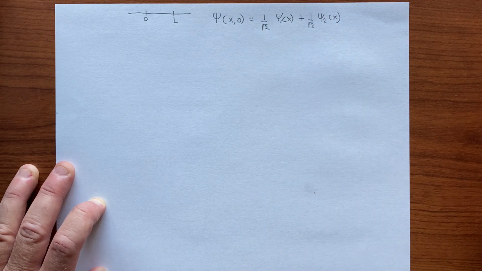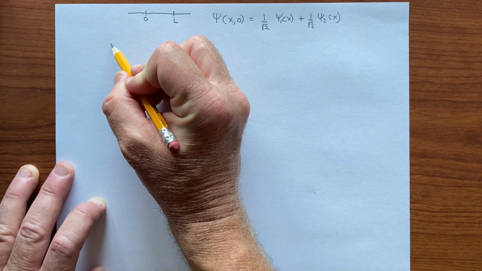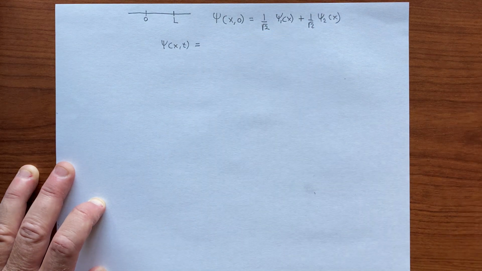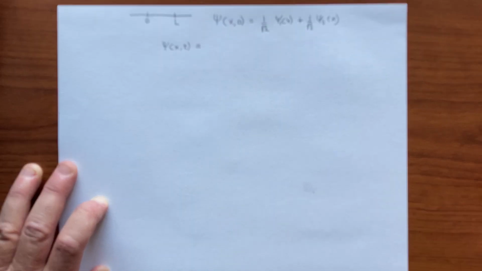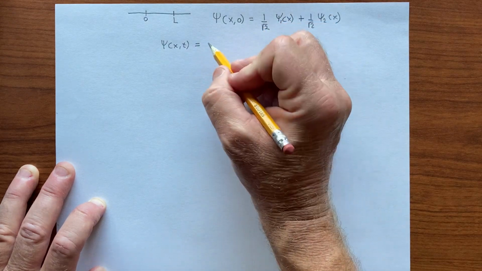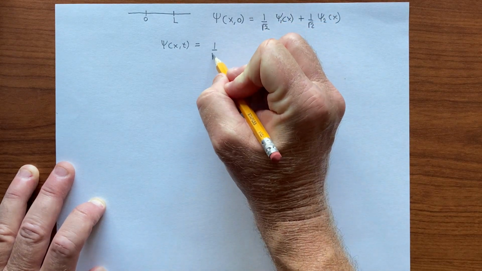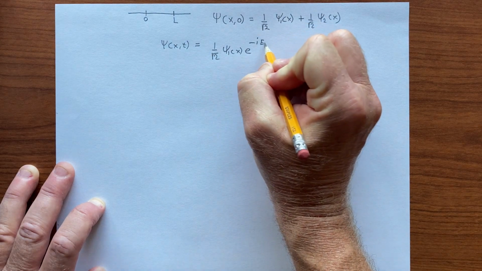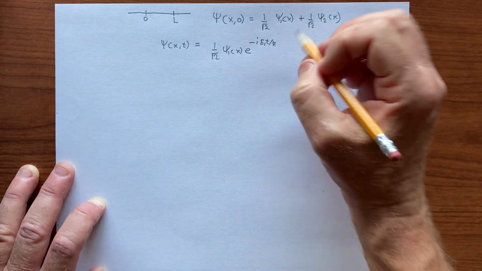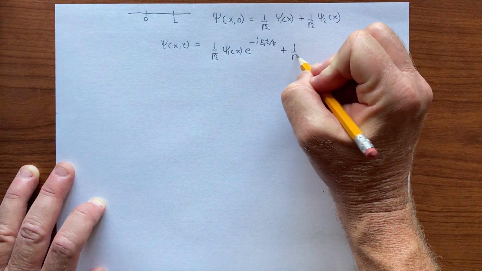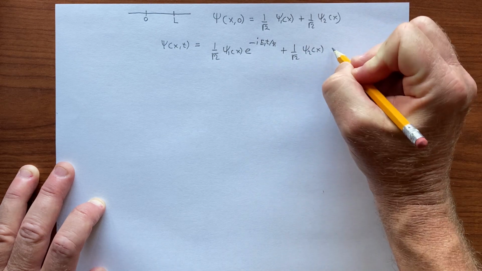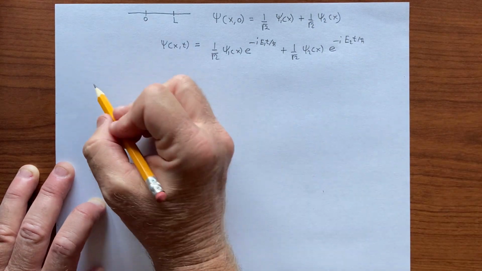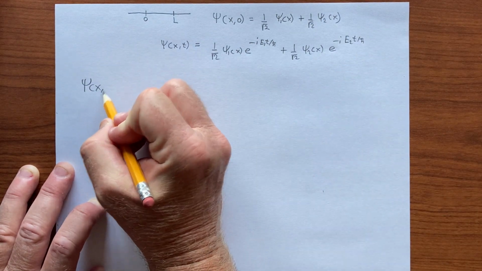Maybe we should write these out. So this means, well, first of all, let's write the time dependence. Once we know what the wave function is at t equals 0, we can figure out what this is, and that's just 1 over square root of 2 psi 1 of x e to the minus i E1 t over h bar plus the second term, and if we write out the full expression, it looks like so.